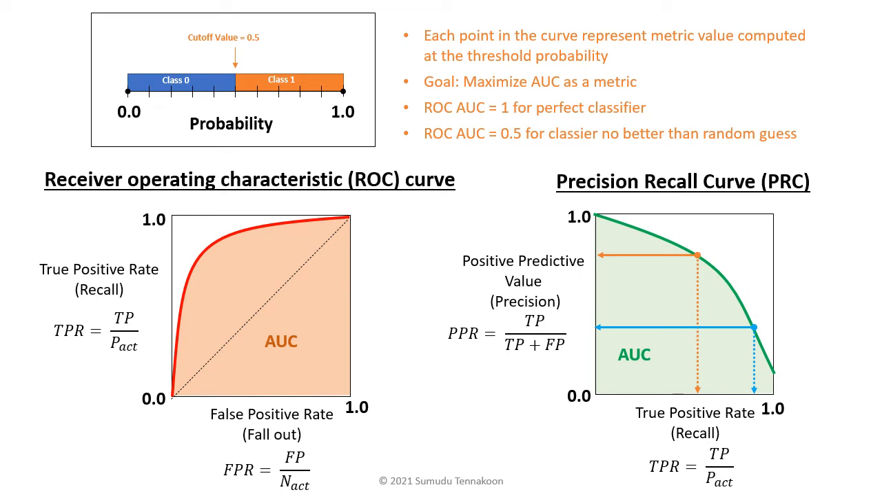And how we compute each of these curve values is the same way we discussed earlier. Each point in both of the curves is contributed by a different threshold probability value you choose to determine whether it's class 1 or class 0.